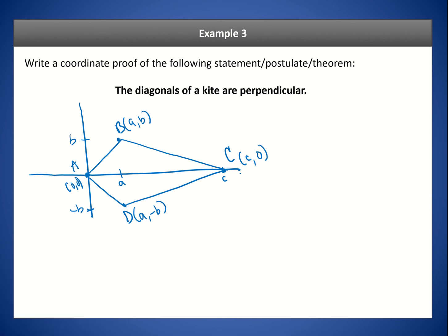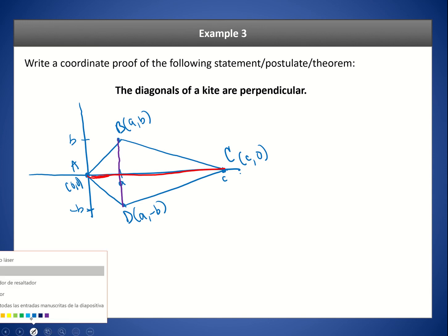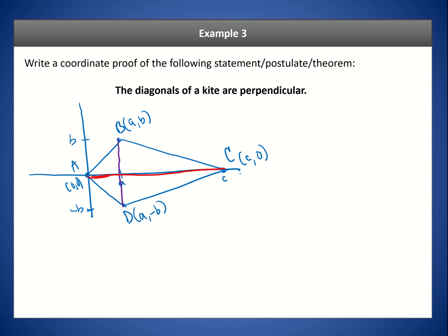So we got this diagonal and this diagonal. So we want to prove that those are perpendicular. All right, so in order to prove that those are perpendicular, well, first off, we need to show that this is a kite, and that's not hard to do.